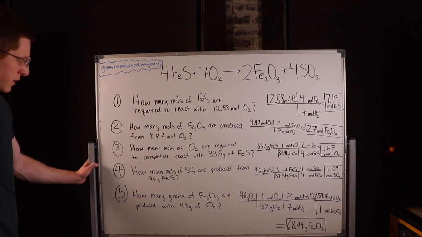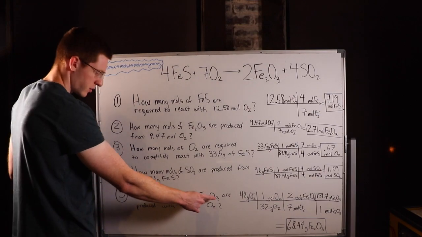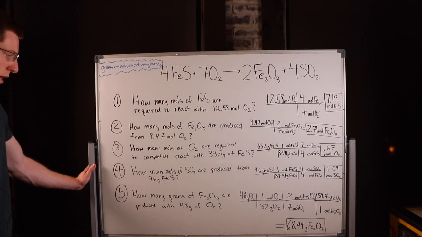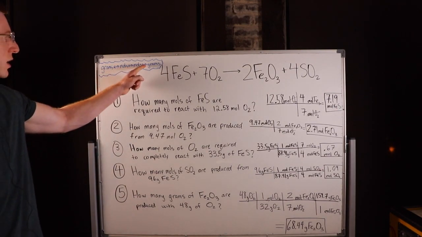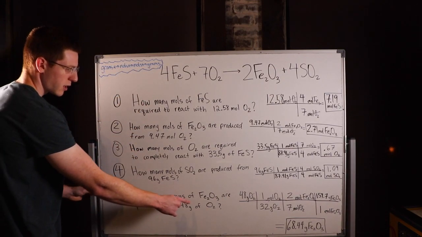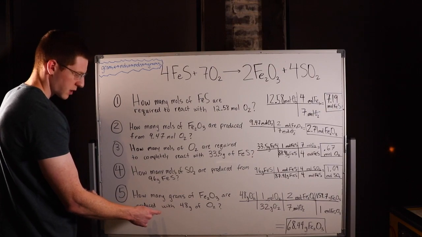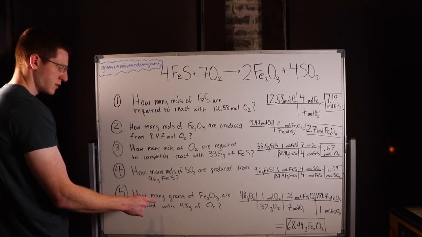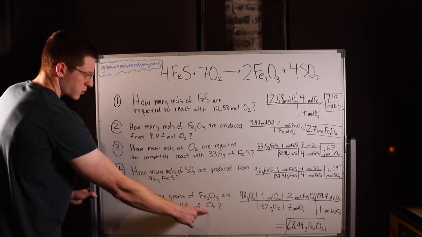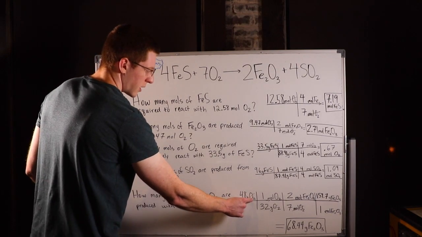So number 5 here, how many grams of Fe2O3 are produced with 48 grams of O2? Here is an example where we really have to go the entire length of this directional flow. We're starting with grams of one thing going to grams of something else, right? So we're going to have to go from grams of oxygen, which is what we were given. We'll start with that on our top left here.